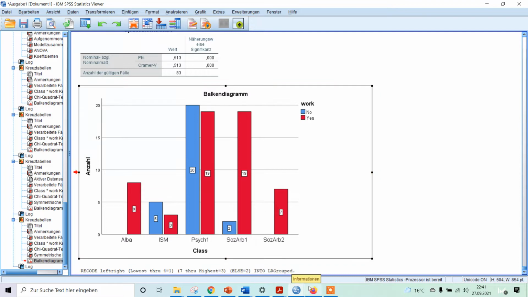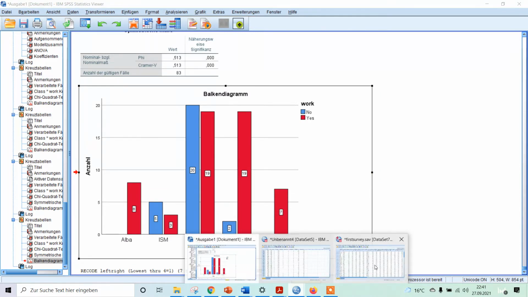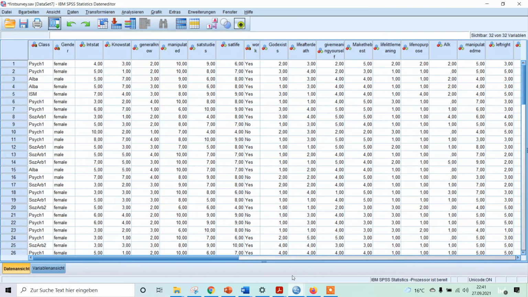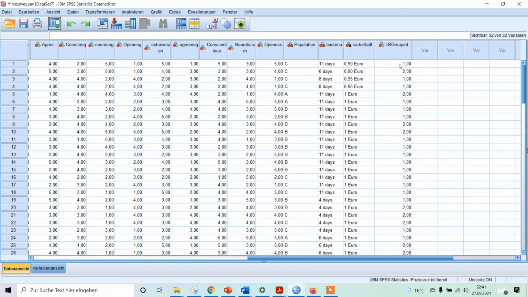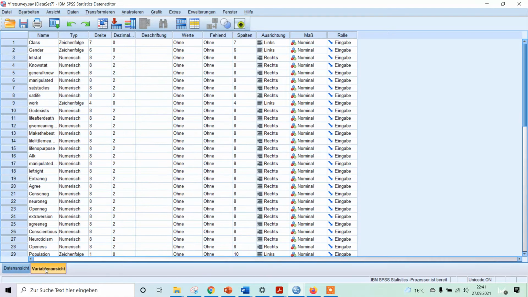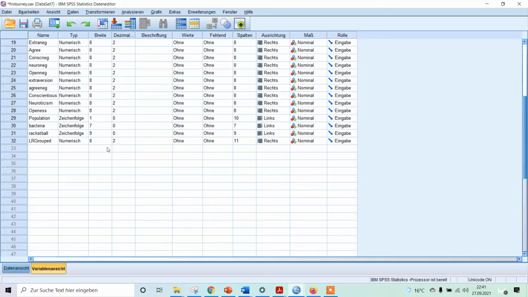Okay, so now if we have a look at the end of our data set, here you see our new variable, left-right grouped. So we can get rid of the zeros. If we go to the variable view, here we have our new variable, and we can go down to 0 places after the comma.